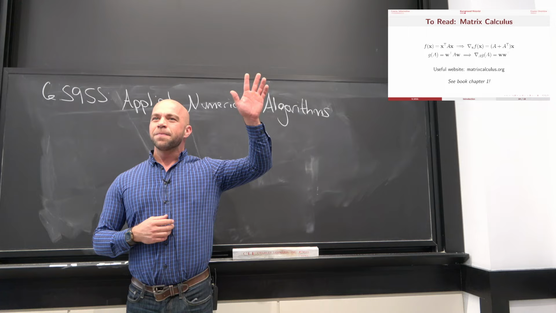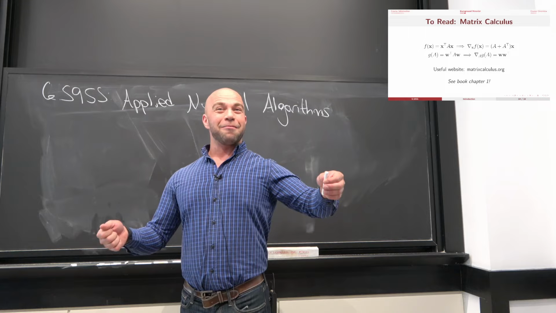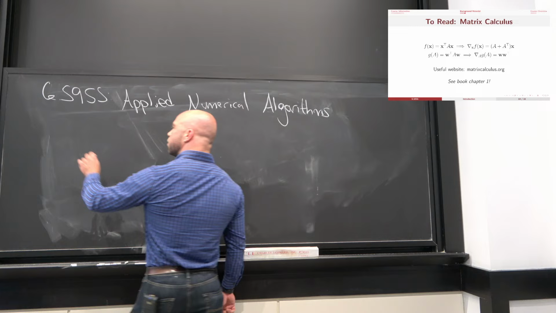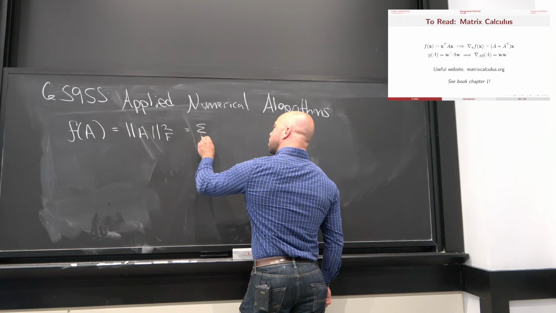Yeah, so essentially, here's the deal. A lot of times in machine learning and also just in numerical methods more broadly, the unknown variable of a problem will be a matrix. It won't be a vector, it won't be a number. So for instance, I can think of a function of a matrix, like f of A might be the Frobenius norm of A. And for those of you who don't remember what the Frobenius norm is, that's okay. It's the sum over ij of a_ij squared.